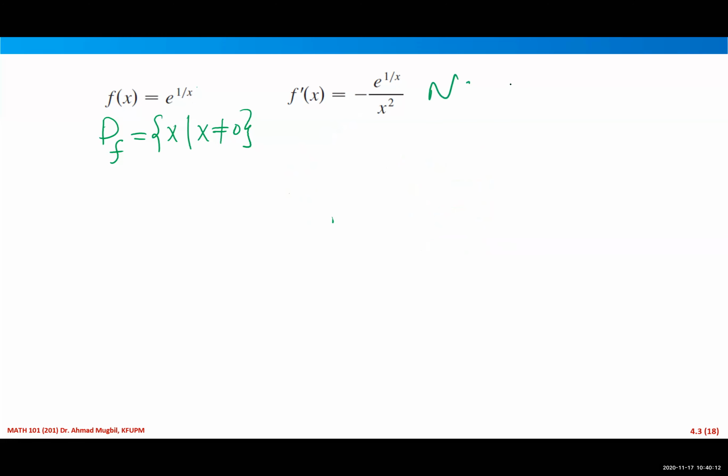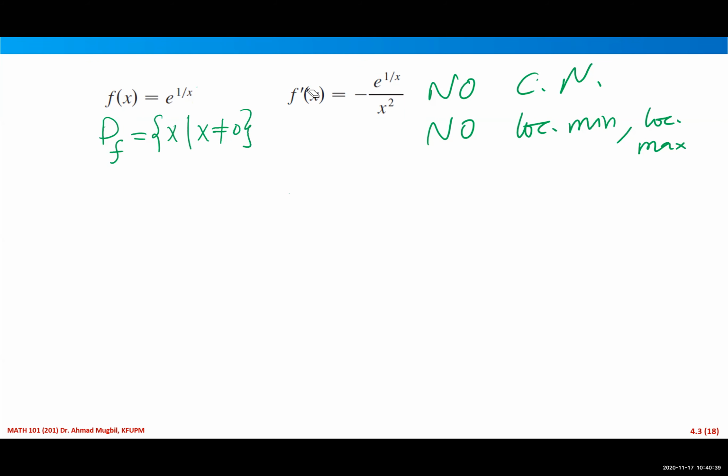No critical numbers means what? No local maximum or minimum. Yeah, shabab, you remember there is a theorem about that. If you have a local minimum or a local maximum at some number, then this number must be a critical number. So no critical numbers, no local minimum or maximum. And you can make sure about that by studying the sign of the first derivative.